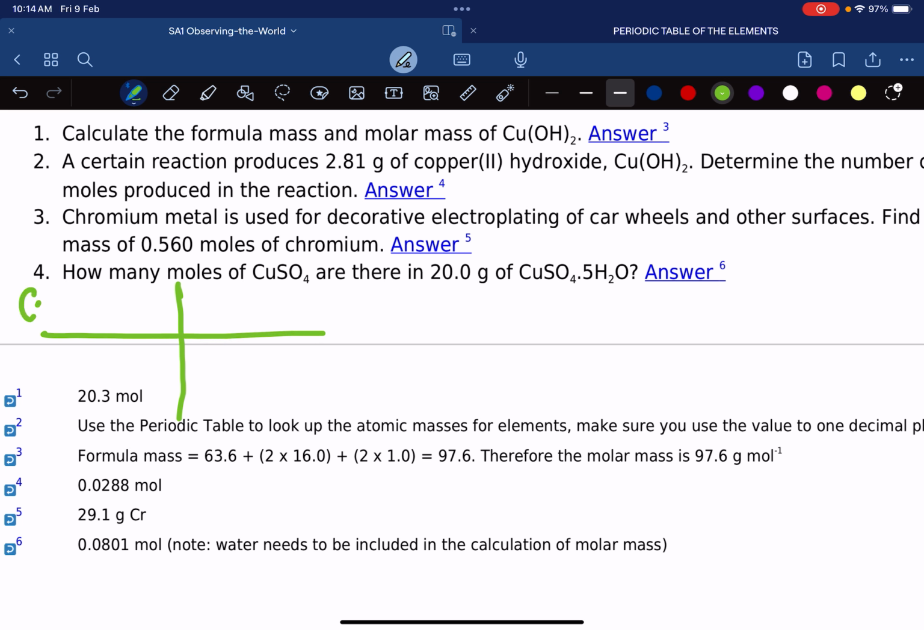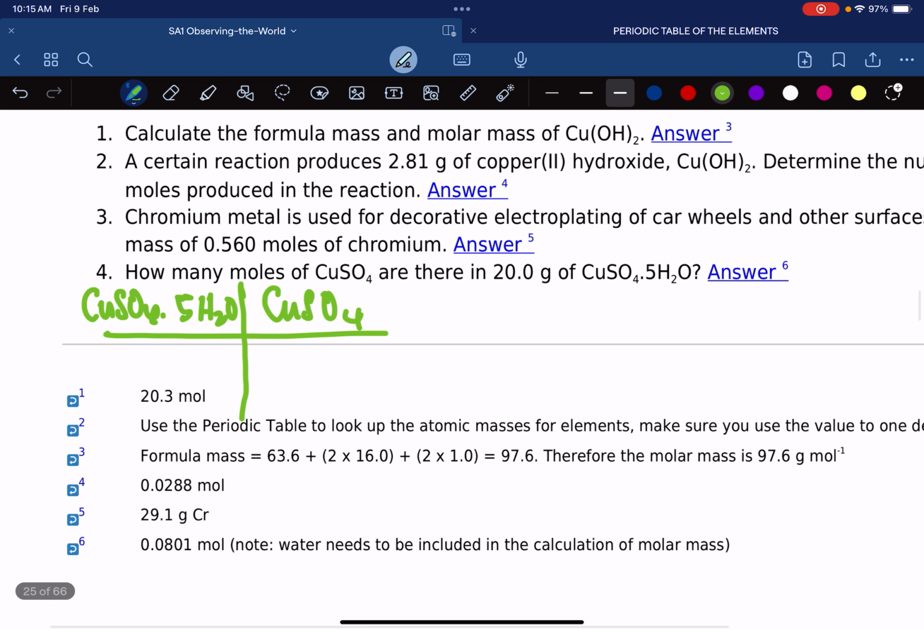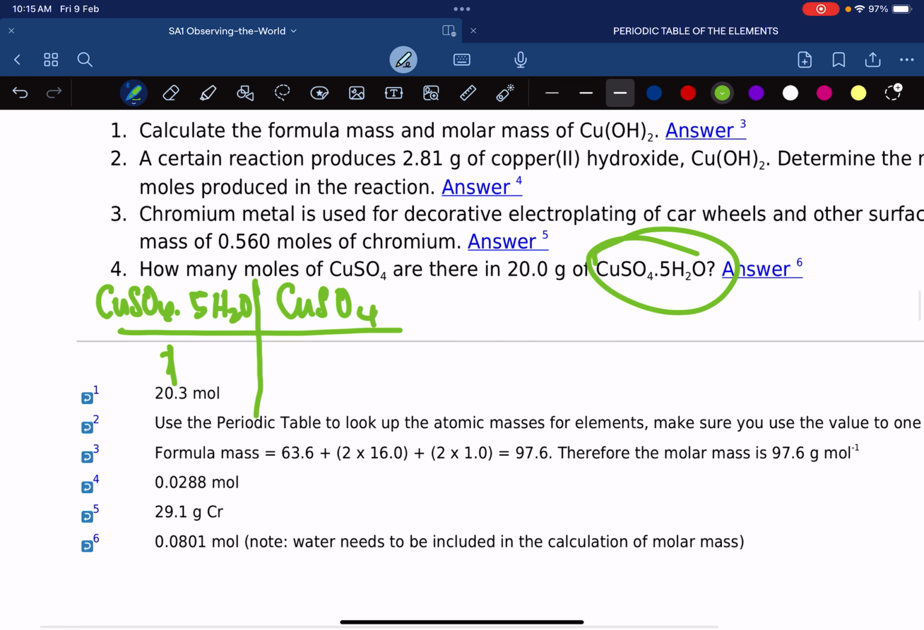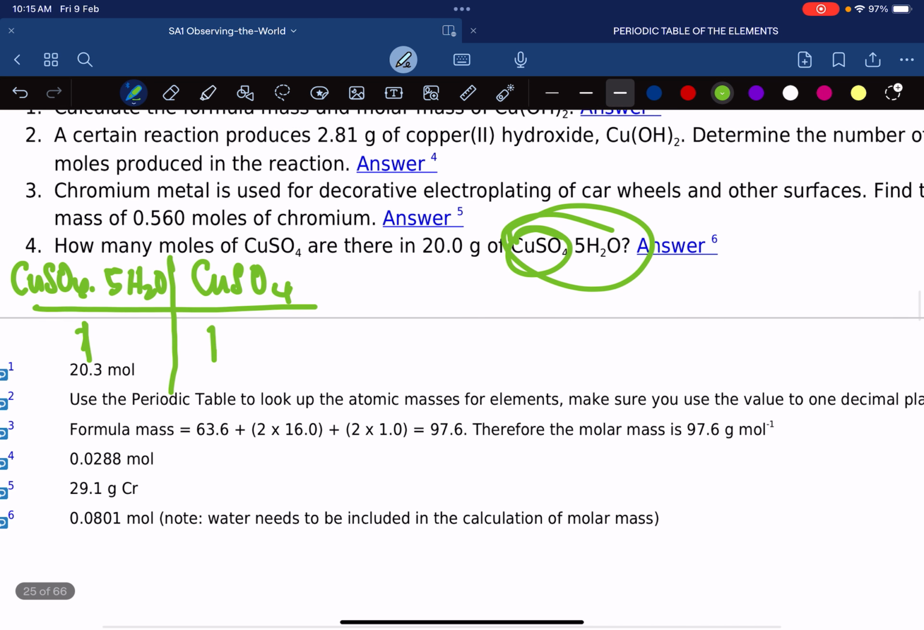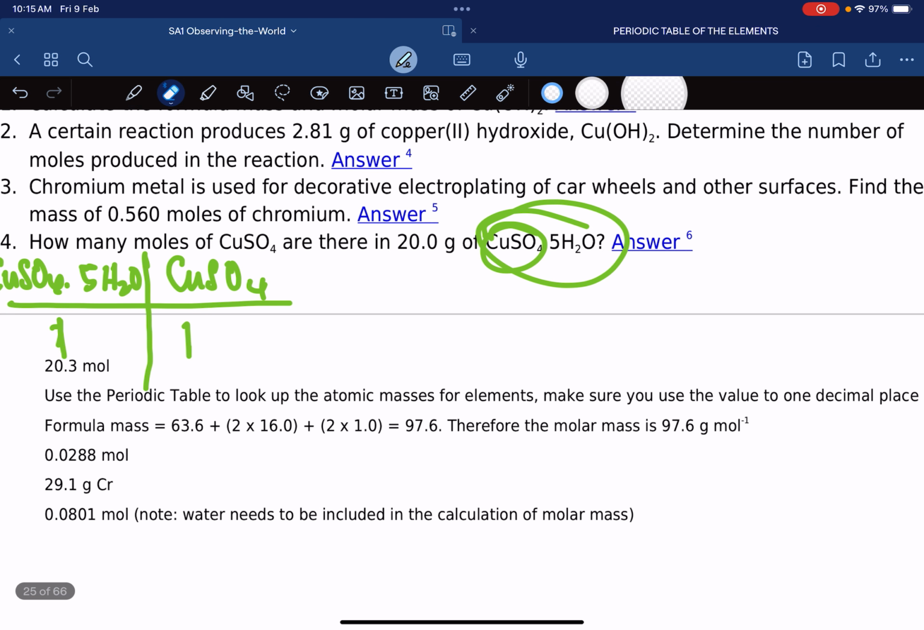So you have copper sulfate pentahydrate and the ratio to copper sulfate, because we want to know how many. If you look at the formula, you should know that in every one of this, there is one of this. So the ratio is 1 to 1. So once you know the number of moles of copper sulfate pentahydrate, that is exactly the same number of moles as copper sulfate. So we want to work out the molar mass of copper sulfate pentahydrate. So how do we do this?